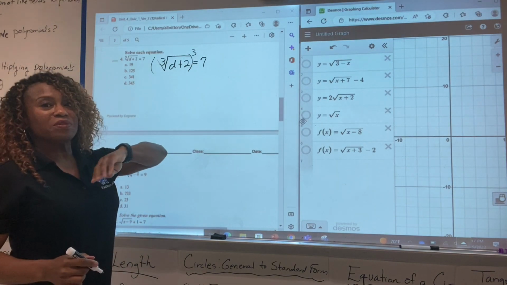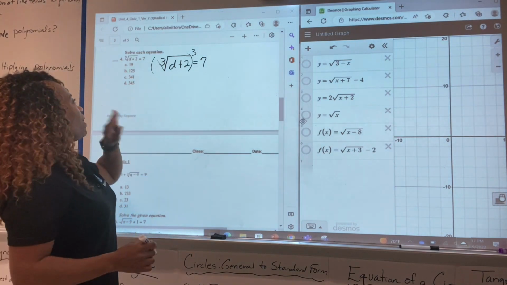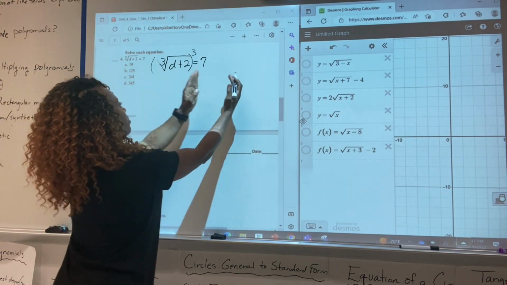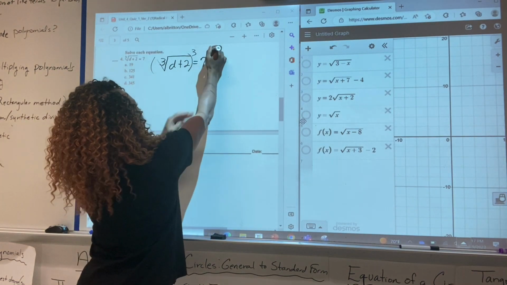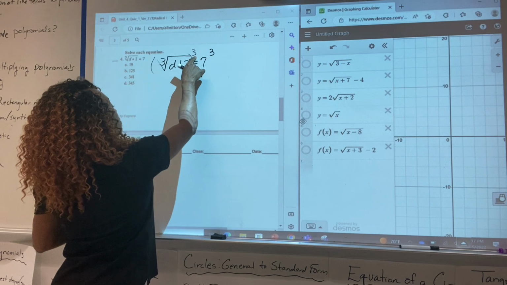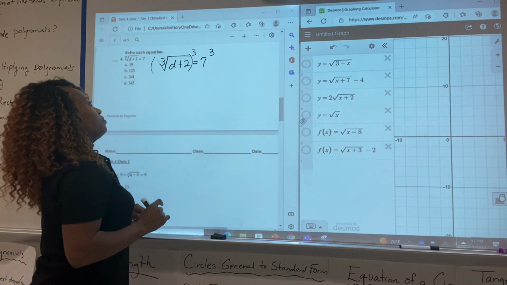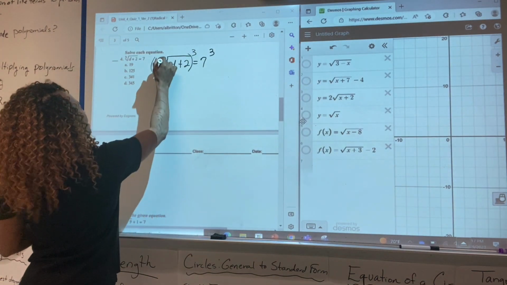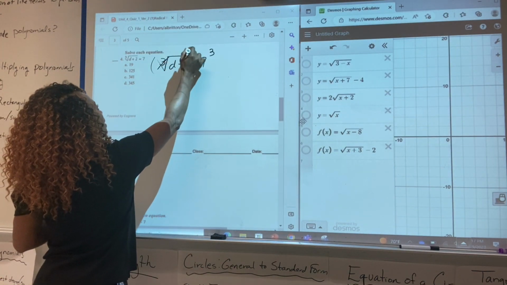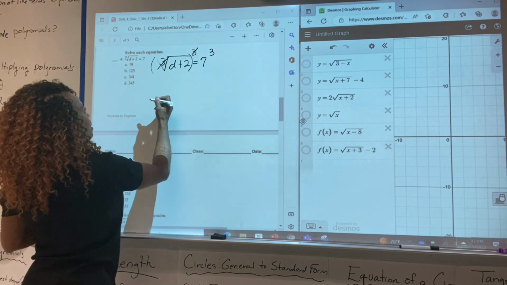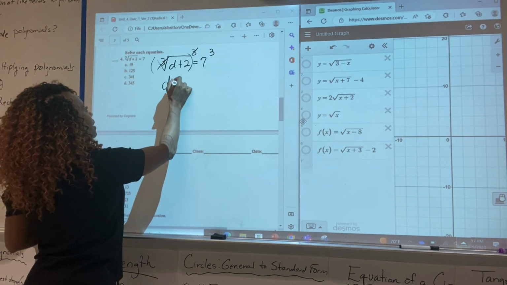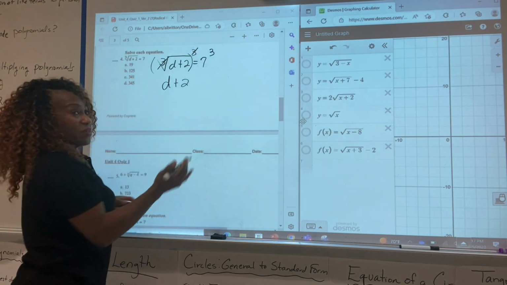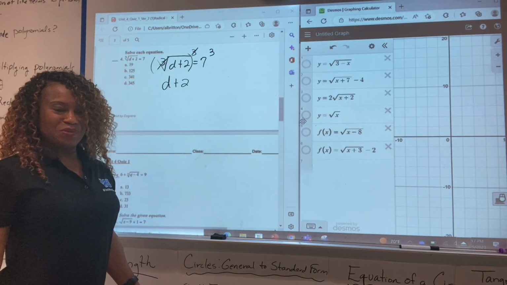But keep in mind that when you're solving any equation, whatever I do to the left side of the equal sign, I must do to the right side of that equal sign. And since I've cubed this left side, I gotta cube the right. Now what that does, which is good news for us, is a cube and a cube root cancel each other out. And that leaves just the radicand, d plus 2, by itself. So we've gotten rid of the radical. The cube root is gone.